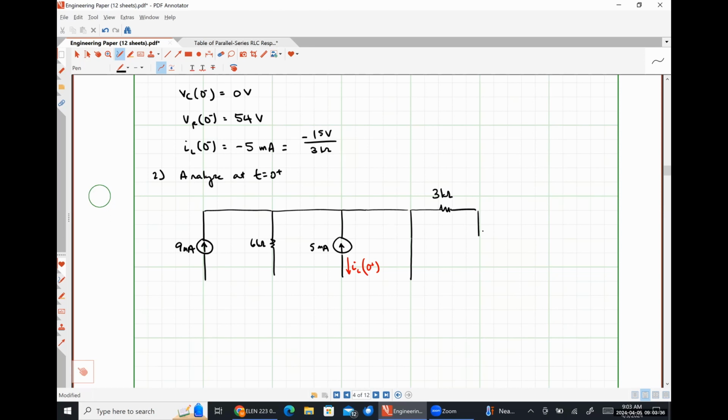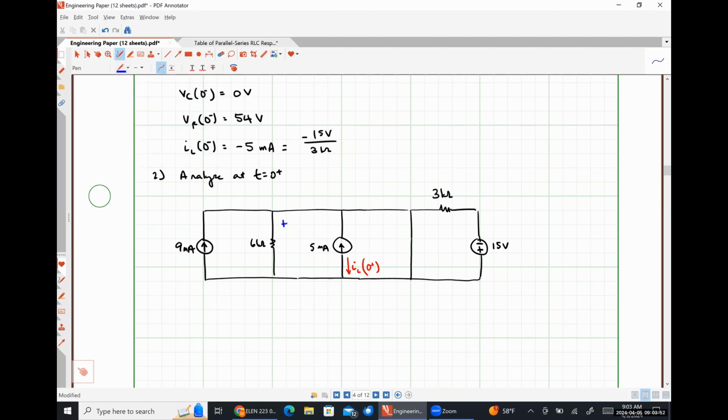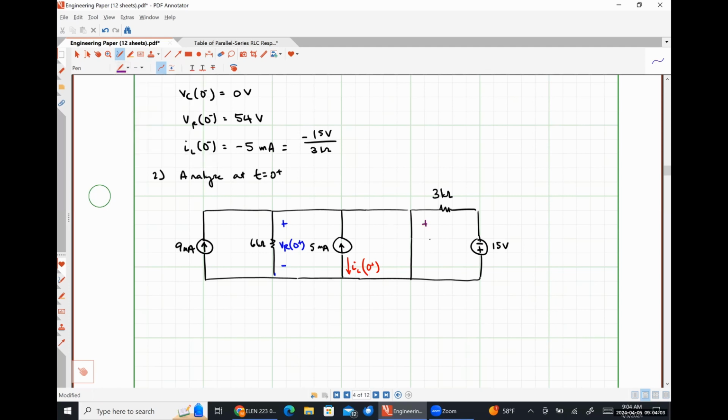There's our 3 kilo ohm resistor. Here's our 15 volt source. So we have this voltage VR at 0 plus, and this voltage VC at 0 plus. So let's run through some things really quickly.